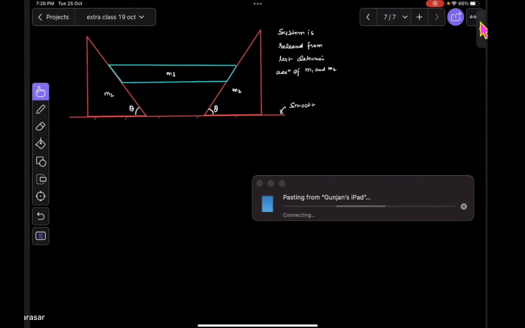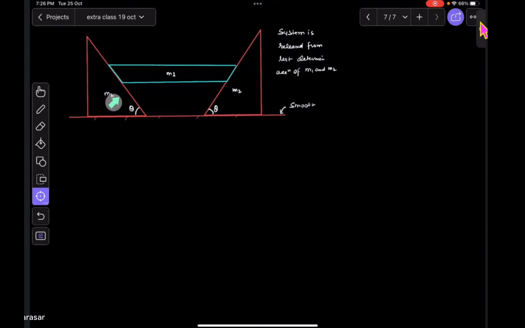Now what we have here is, as you can tell, this M1 will be sliding down and M2, these wedges, will be moving on the horizontal surface. So I'll say both the wedges will be moving in the horizontal direction with equal acceleration but in opposite direction. Is it okay for you to get that? Why? What I'm telling is, maybe I'll draw that even.